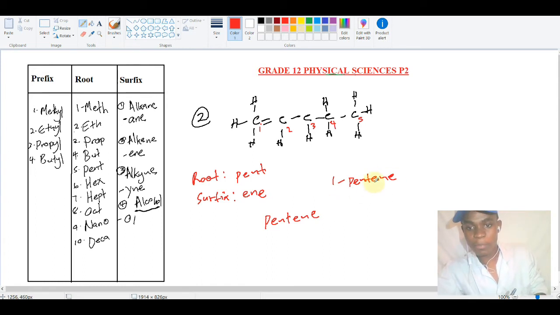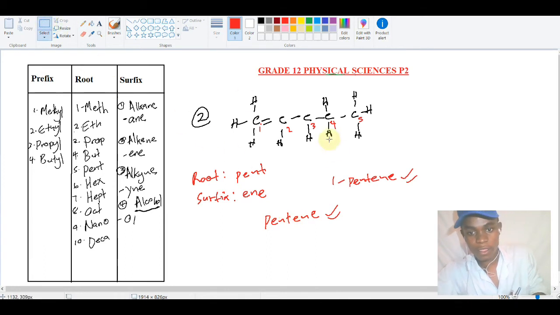So 1-pentene, this one is very correct because naturally this name needs to be 1-pentene, right? But because it's position 1, it's not necessary that you write the 1. You can even write it as pentene. So both the names are correct. 1-pentene and pentene, they are correct.